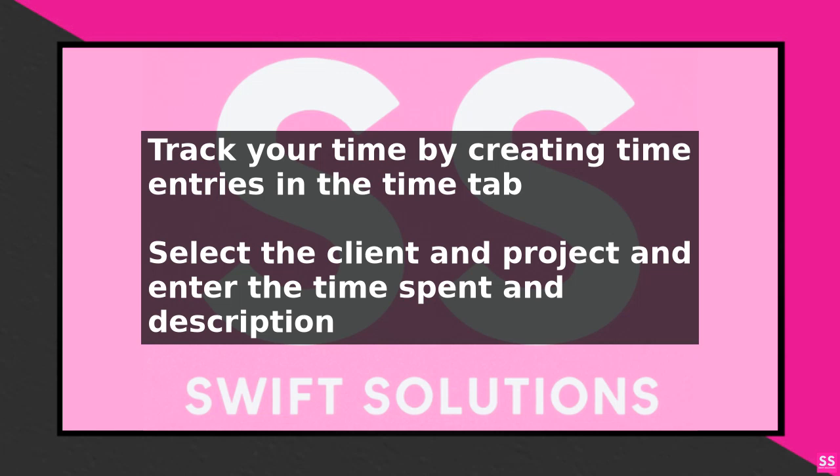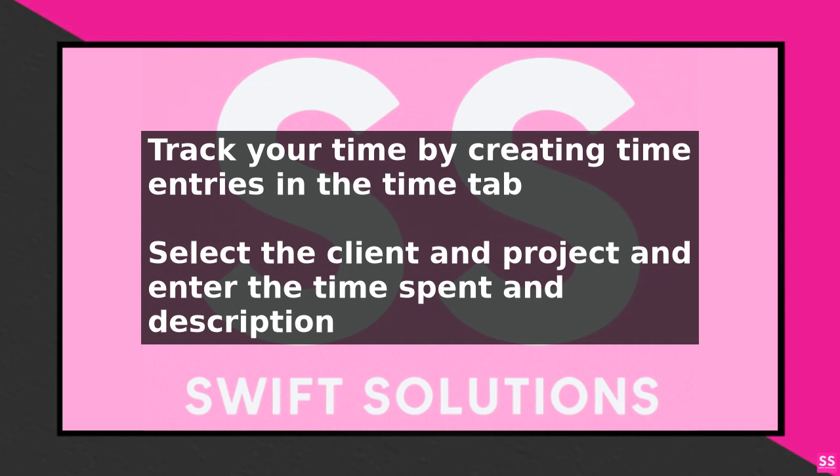Next step is to track your time. Bill for Time allows you to track your time by creating time entries. To create a time entry, navigate to the Time tab and click on New Time Entry. Select the client and project and enter the time spent and a description of the work done. You can also add expenses to the time entry.